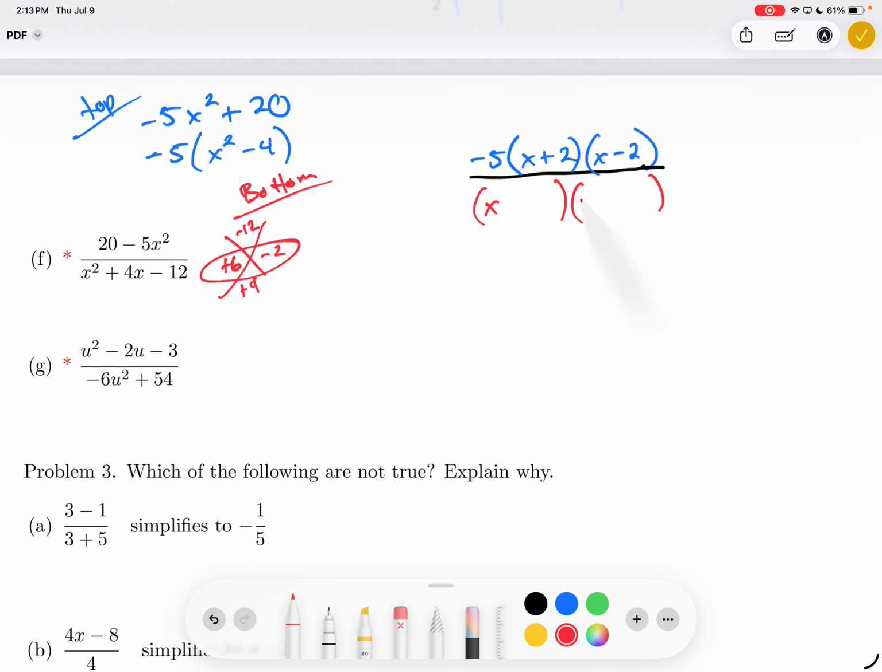So x times x is x squared. 6 times -2 is -12. 6 plus -2 would be 4.